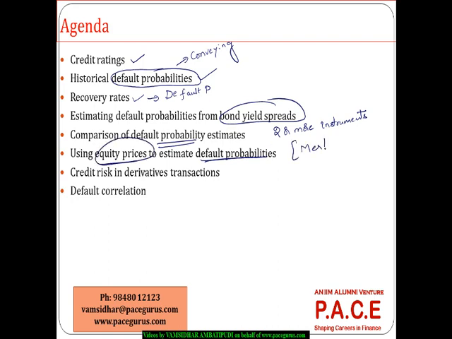Here is where we'll try to introduce what is called the Merton model, and then we move on towards derivative transactions. How does credit risk exist, and what are the various ways in which we mitigate the credit risk that is present in derivatives transactions? And we'll have a very broad-level overview of what default correlation means.